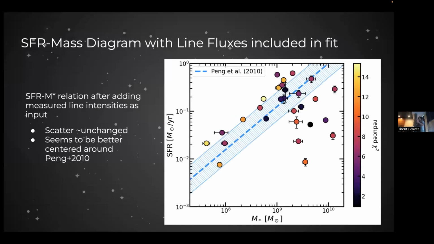So after adding the information on the measured line intensities, we wanted to have another look at the 2 plots that we showed earlier. Starting from the stellar mass to star formation rate plot, the only significant change is that our points shifted a little bit up. The mean scatter is more or less the same, but it looks like there's not that bias in underestimating the star formation rate as we were witnessing earlier. But yeah, the points are better centered around our reference relation.